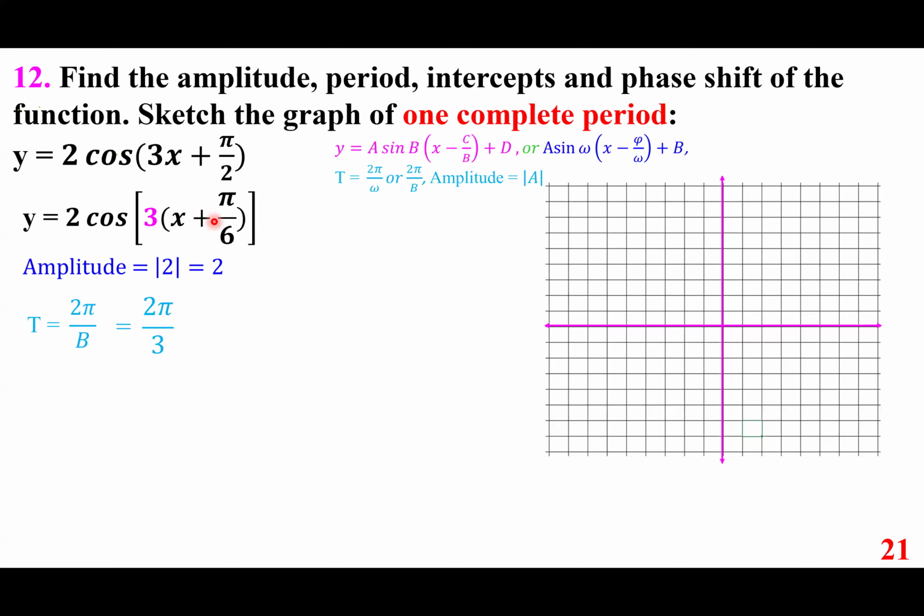Now, phase shift, there is a phase shift, okay? The phase shift is C over B, and it's negative. This one, therefore, makes it minus pi over 6. The phase shift exists, and it's minus pi over 6.